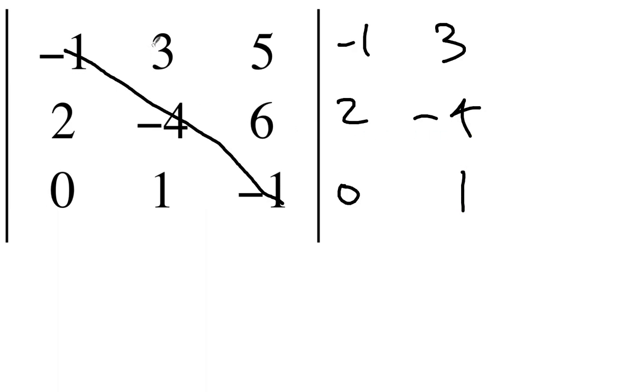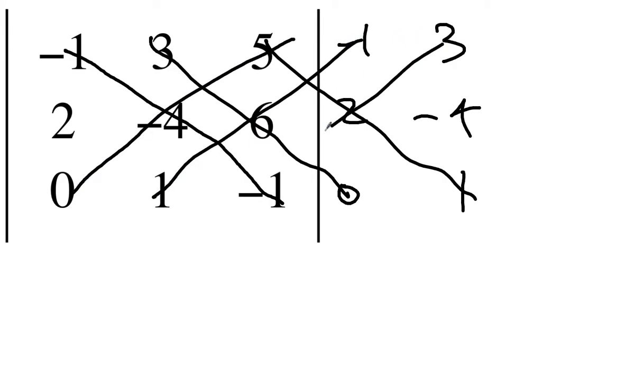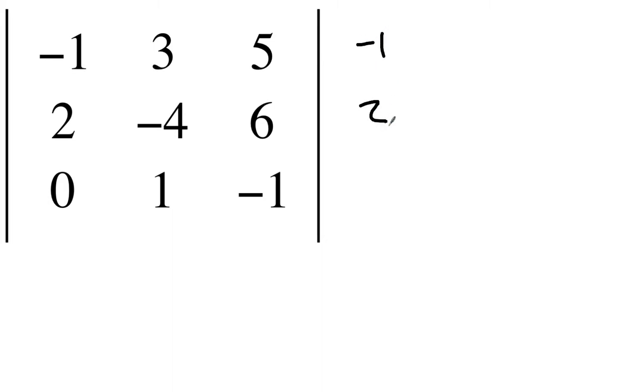Let me erase this and walk back real quickly what we did. Let's copy the columns again: -1, 2, 0, the first two, 3, -4, 1. We multiplied these three rows together, and then we added them up, and then we subtracted each of these rows. Another way to do that would be, let me clear this off, -1, 2, 0.